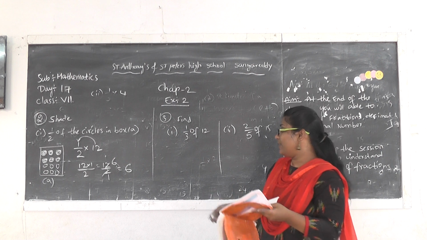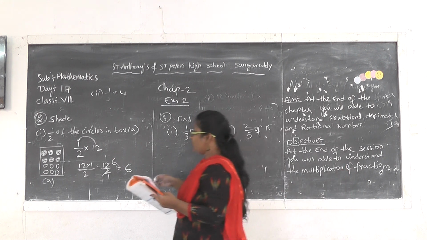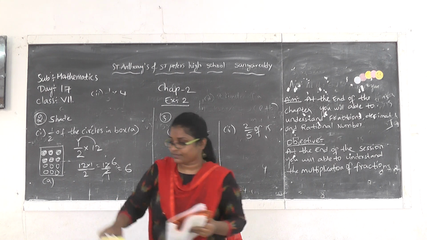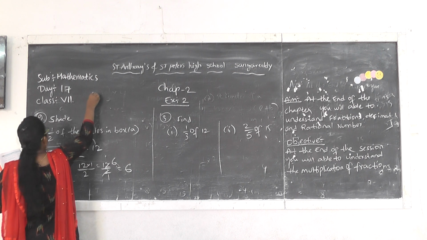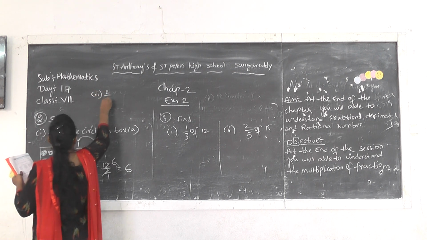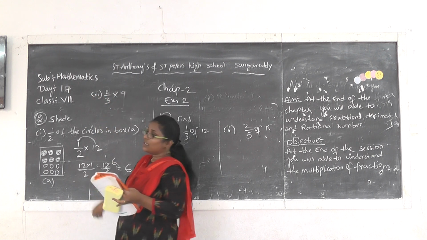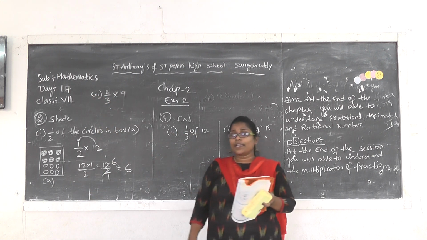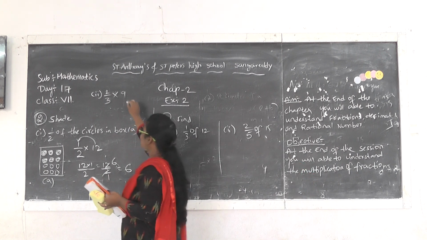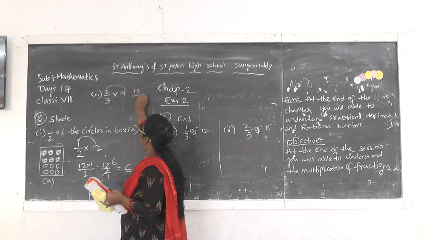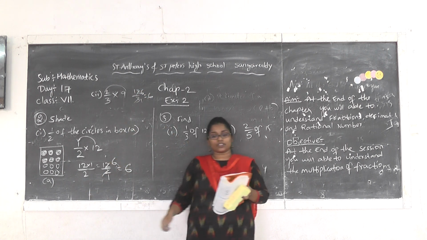In the next question, they gave 2 by 3 of the triangles in a box. There are a total of 9 triangles. So 2 by 3 into 9. How many triangles will be shaded out of 9? It is simple: 2 nines are 18 by 3. 3 sixes are 18. So there also you have to shade 6 triangles.